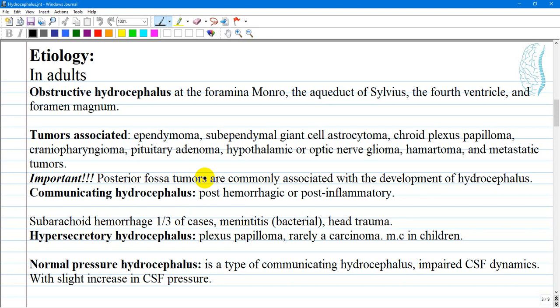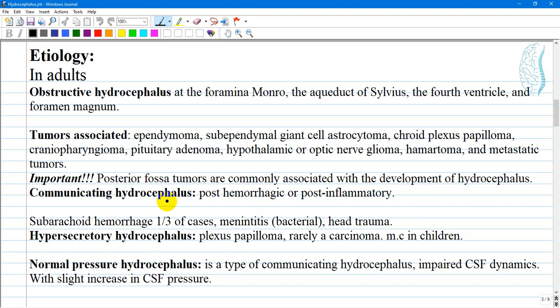Some of the most frequent tumors associated with hydrocephalus are ependymoma, subependymal giant cell astrocytoma, choroid plexus papilloma, craniopharyngioma, adenomas, gliomas, hamartomas, and even metastatic tumors. It is important to know that posterior fossa tumors are commonly associated with the development of hydrocephalus, especially in the process of surgery. Pay attention to this.